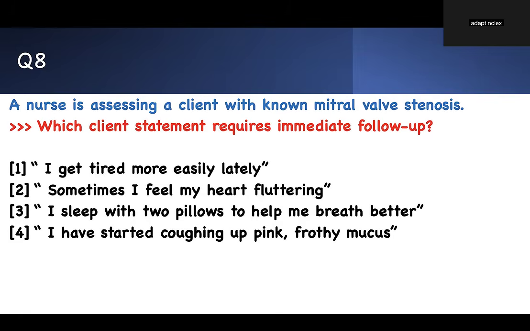Sometimes I feel my heart fluttering because blood is backing up into the left atrium. You can have AFib from there. I sleep with 2 pillows to help me breathe because I'm having pulmonary edema, right? Orthopnea, right? But look at it. When I start coughing up pink frothy sputum, I have severe pulmonary edema. I'm drowning and I'm dying. What do you want to do? Number 4, need immediate intervention.